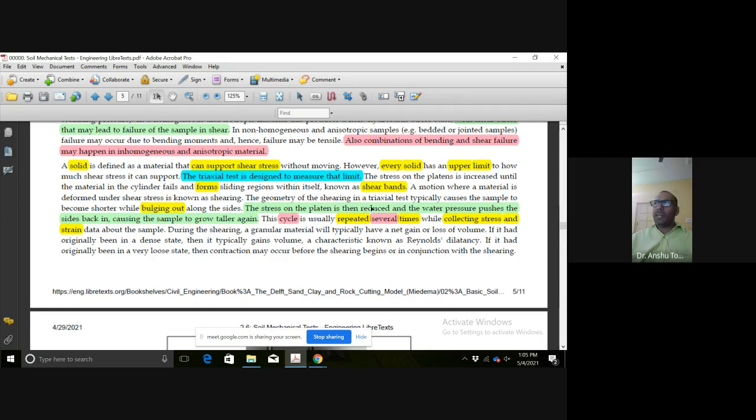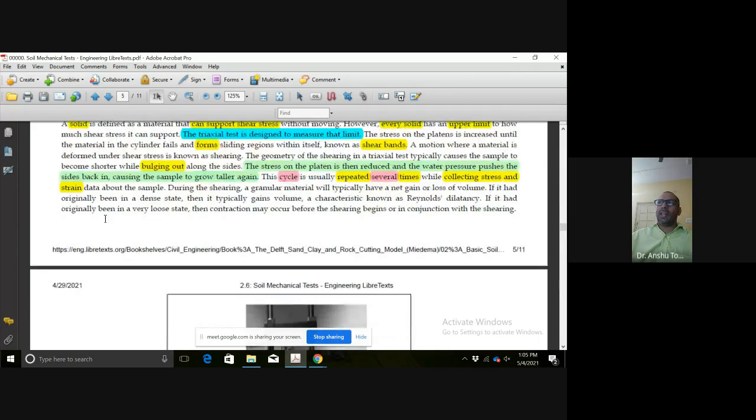The stress on the platen is then reduced and the water pressure pushes the sides back in. So as you reduce the water pressure from the side walls, that is in the water bath, the sample which has already bulged out will try to push the water bath outside, releasing the stress which is being applied onto it and causing the sample to grow taller again. This cycle is usually repeated several times.